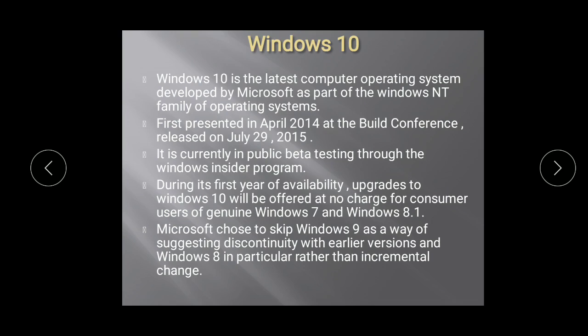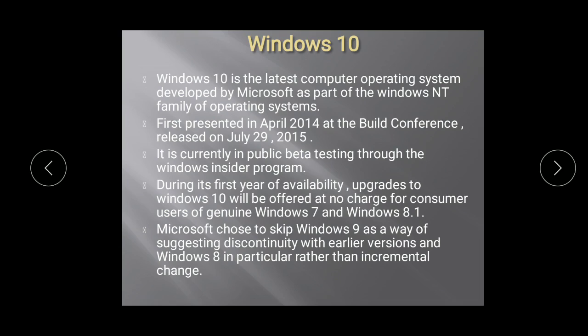Next is Windows 10. So Windows 10 is basically the current version or the ongoing version we can talk about, and there are many things to talk about Windows 10. Basically I have jotted down all the important things that I felt were important, but if you wish you can go with other information, the current information as well. So Windows 10 is the latest computer operating system developed by Microsoft as a part of the Windows NT family of operating systems.